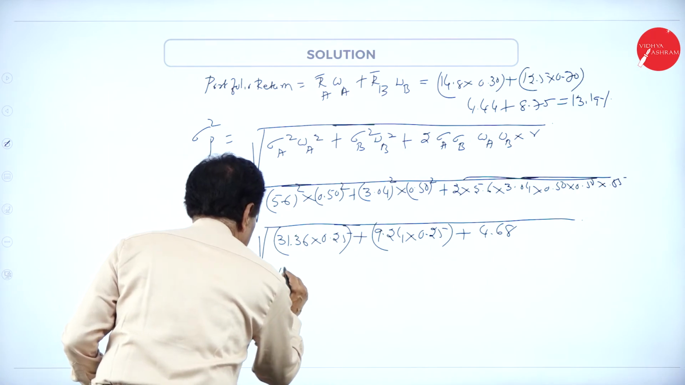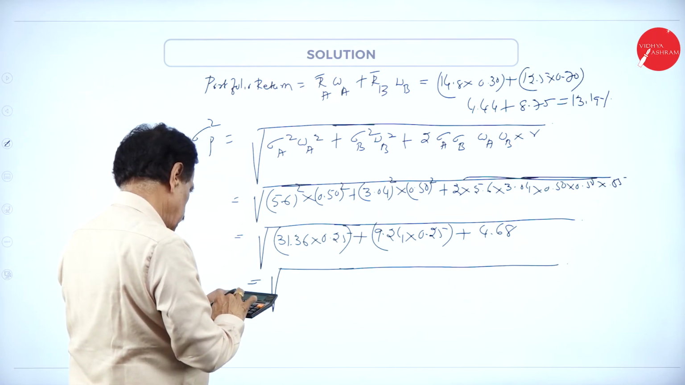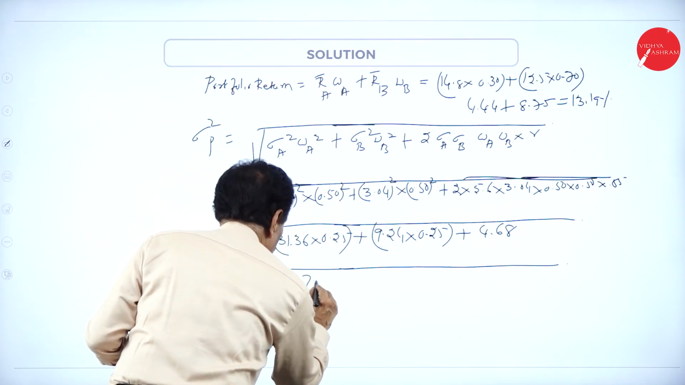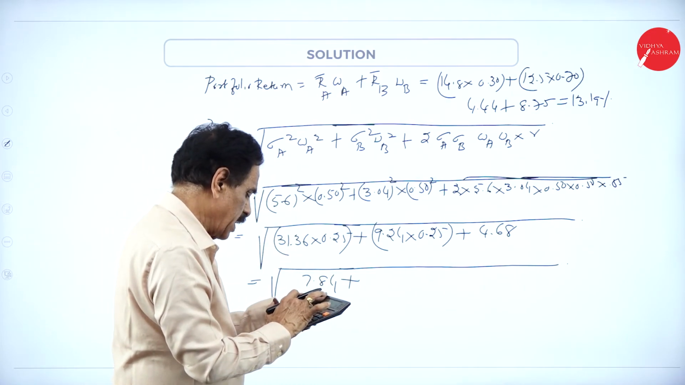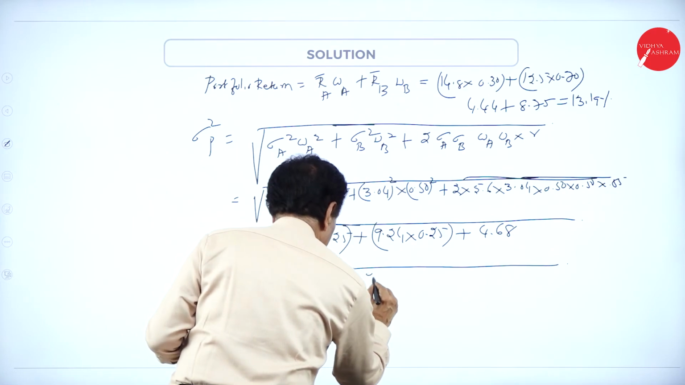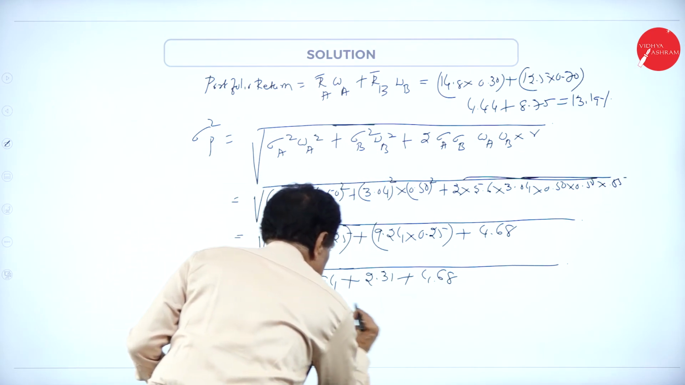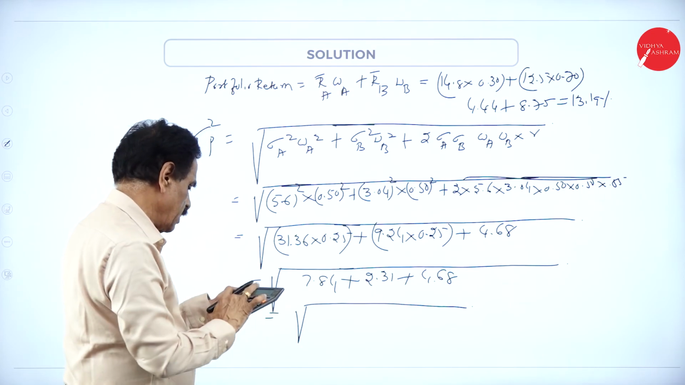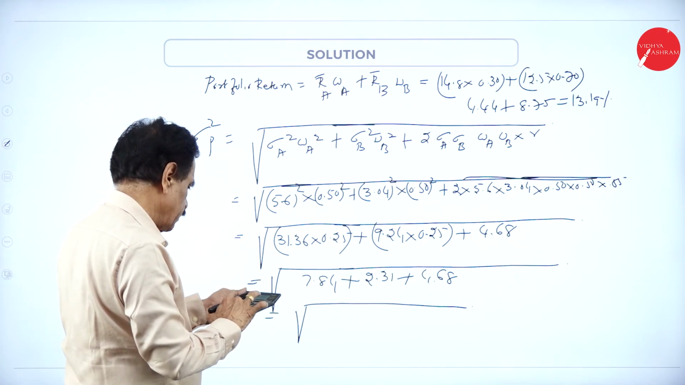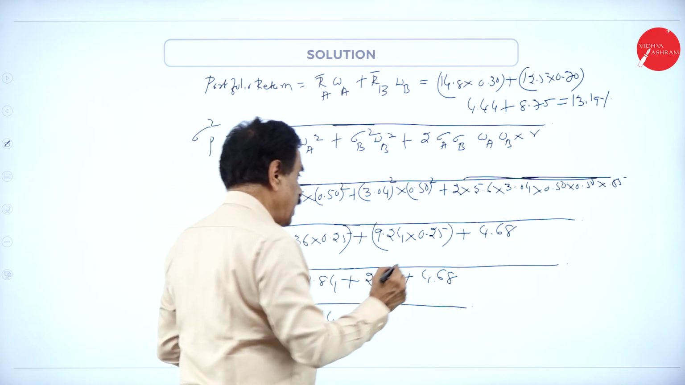Simplify, root of 31.36 into 0.25, 7.84, plus 9.24 into 0.25, 2.31, plus 4.68. Add the figures: 2.31 plus 4.68 plus 7.84, 14.83. Root of this is 3.85%.